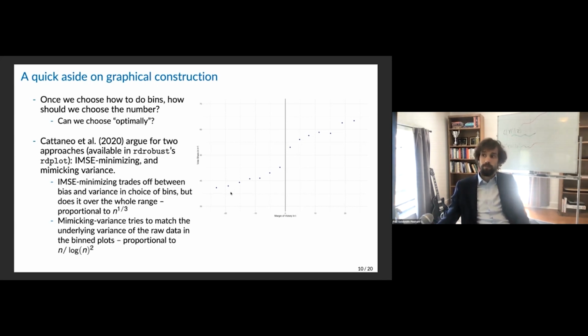So in this case, it wants to pick bins that look very smooth in order to minimize the variance. But in some ways, it doesn't look very transparent. It looks like you're masking a lot of the data when you do this approach. There are some constants that scale this, but it's proportional to n to the one third. So if you have 100,000 observations, it picks 10 bins.